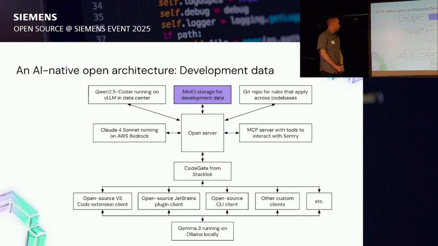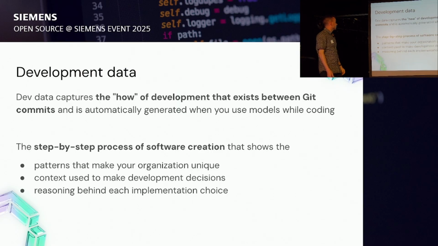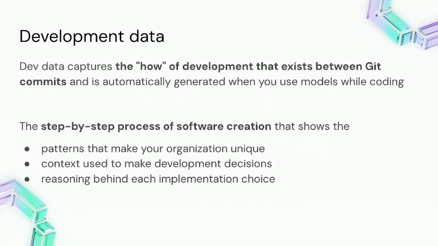And then lastly, there's two more. Second to last, before we talk about the open server, would be MinIO storage for development data. Development data is the how of software development. It's what happens in between Git commits. It's the step-by-step process of software creation. It's the patterns that make your organization unique. It's what context you're pulling in to decide why you do what step instead of another step. And then it's the reasoning behind your implementation choice.